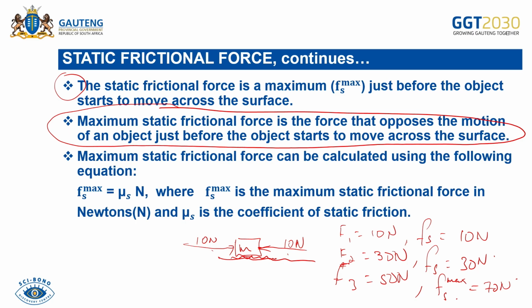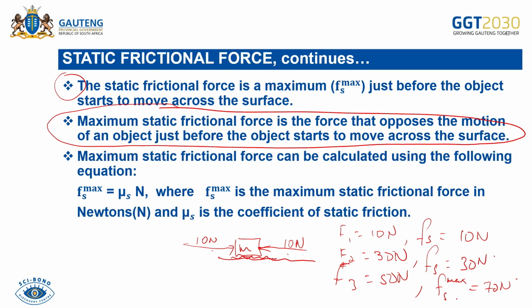Okay, then you increase the force to 20, but still the object does not move. It means that the forces are still at equilibrium. Your applied force is 20, and the frictional force is also 20, right? Then if you apply a force and now the object starts to move, it means that the force you're applying overcame friction, okay?